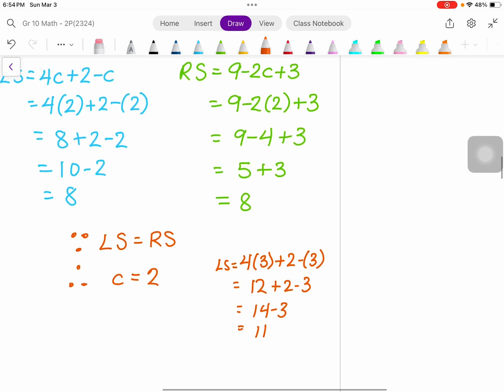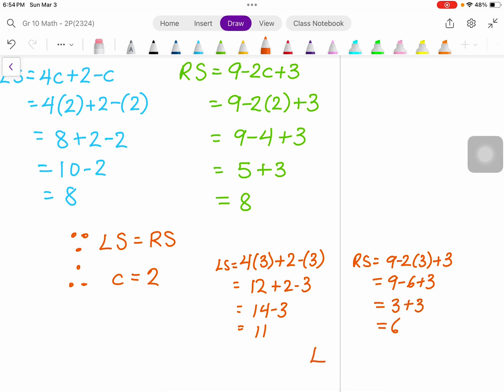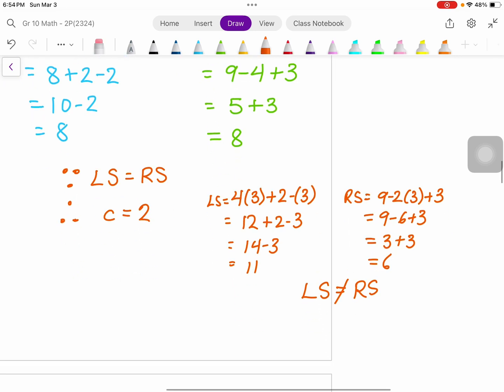And then our right side would have been 9 minus 2 times 3 plus 3. So that's 9 minus 6 plus 3. 9 minus 6 is 3 plus 3. And that's 6. So we can see here that the left side does not equal our right side. So since they don't equal, c definitely does not equal 3. So that's what you would see happen if you made a mistake and you solved incorrectly.